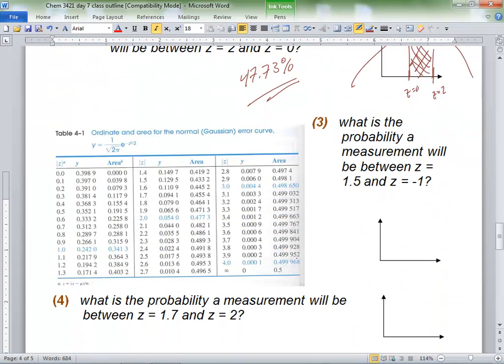Okay. What is the probability that this measurement now will be between z equals 1.5 and z equals negative 1? I guess we should sketch our whole thing in here. We want a negative 1, so that's going to be over here somewhere. And we want a 1.5, that's got to be over here somewhere. Between 1.5 and negative 1. Alyssa, what's the game plan to figure this one out?